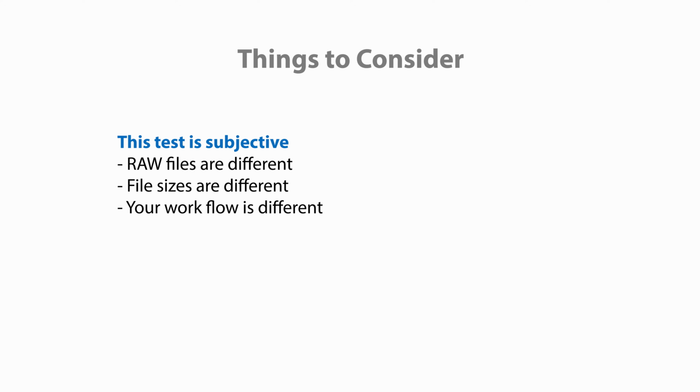Also, the file sizes make a huge difference. So if you're working with a 24 megapixel camera, all of these numbers will be a lot shorter than with mine. Also, your workflow will be different. But generally speaking, it's going to be faster using the Mac Mini. I was not 100% sure when I bought it, so I was quite relieved.